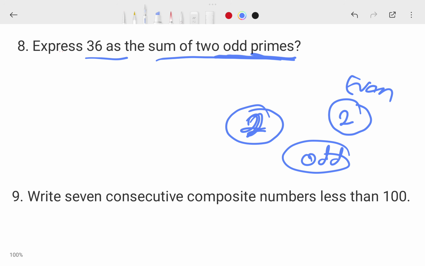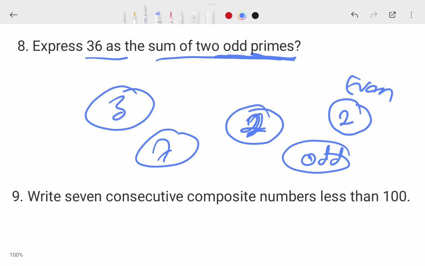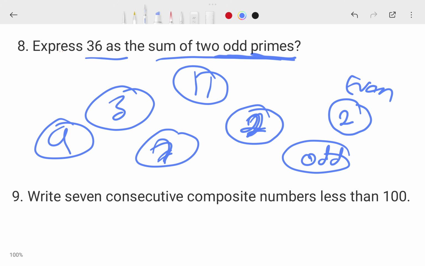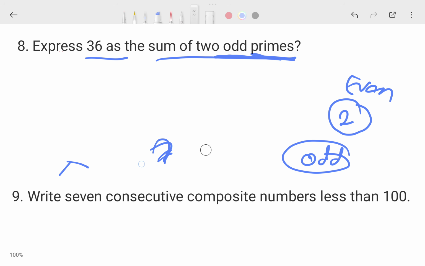So what are the odd numbers? Like 3 is prime, and it is also an odd number. 7 is also a prime number and an odd number. 11 is also a prime number and an odd number. Like that. If you talk about another number, 9 is an odd number but it is not a prime number. Why? Because it has more than 2 factors, so that's why. Okay? Right, so let's talk about another one.